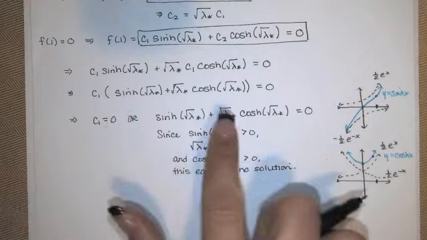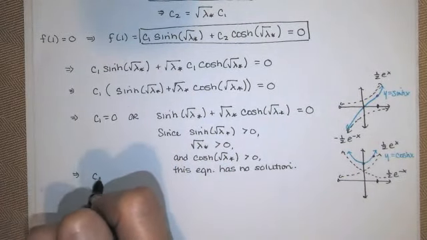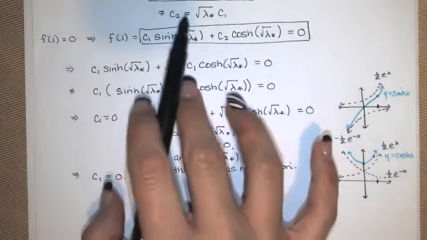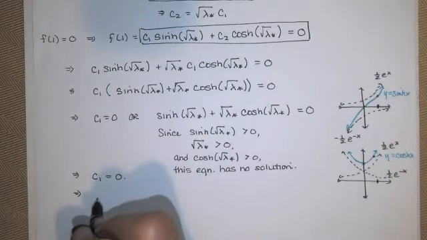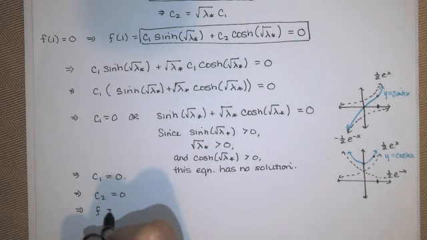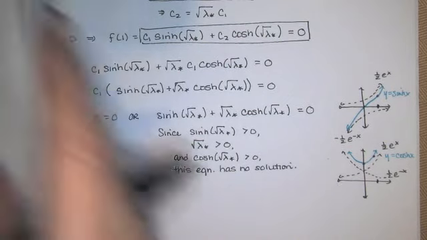Okay. So this is zero, or this is zero, this is never zero. Therefore, we can conclude that C1 is equal to zero. And if C1 is equal to zero, according to this equation, that means that C2 is this constant times zero. So C2 must be zero. So that means our function is the zero function. But that is the solution to the boundary value problem in the case when lambda is negative.